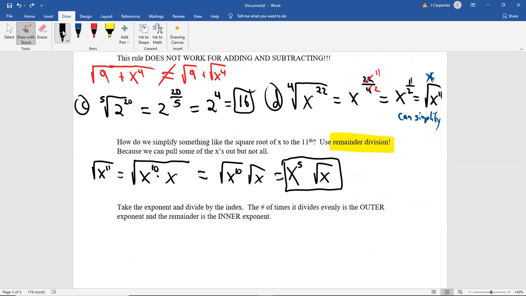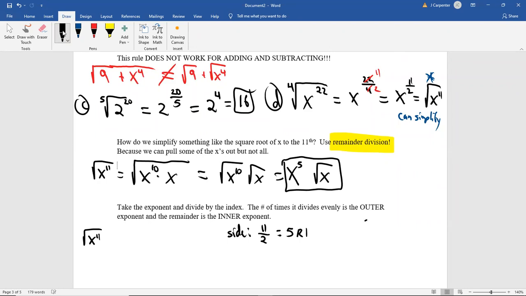So let's repeat the previous problem. When I have the square root of x to the 11th, what I'll do is some side work. I'll take the 11 divided by 2. 2 will go into 11 5 times perfectly. 5 times 2 is 10. 11 minus 10 is 1. So there's a remainder of 1.